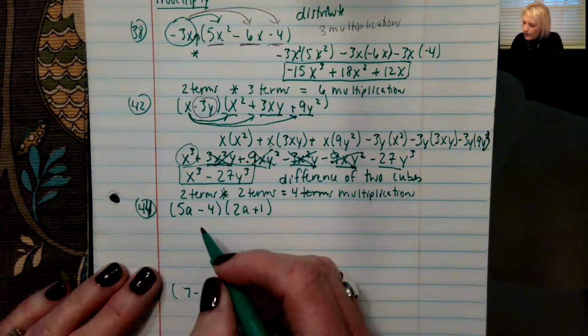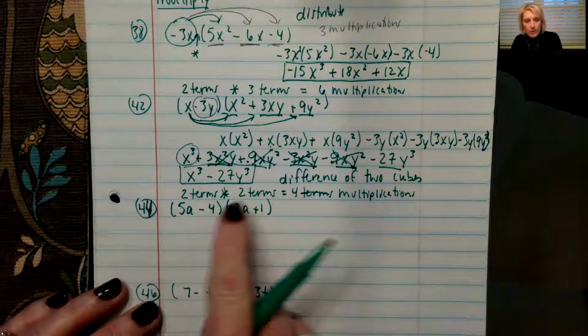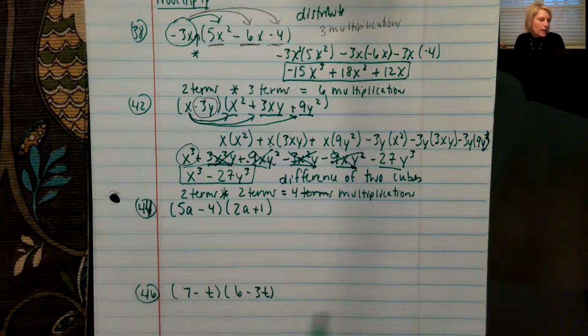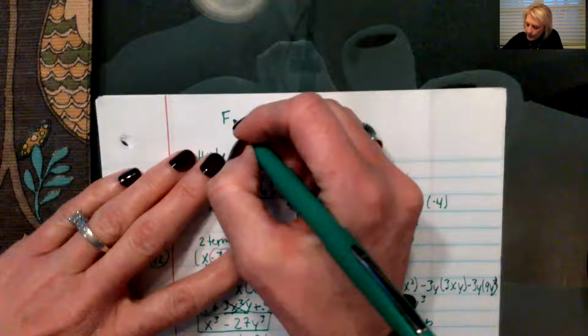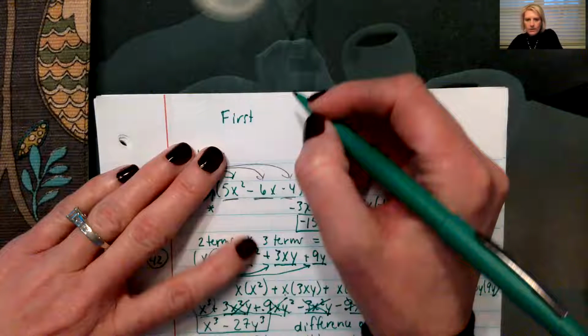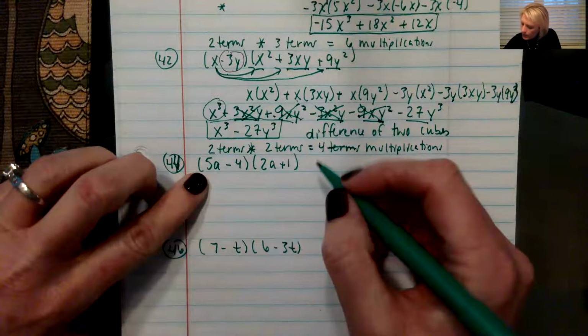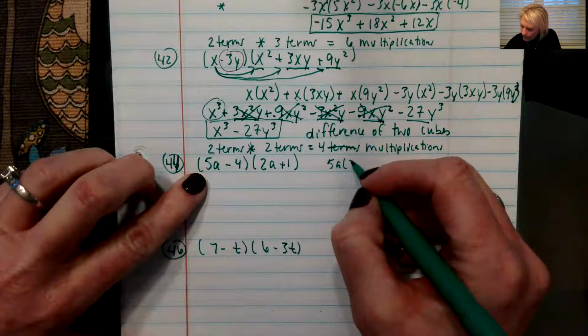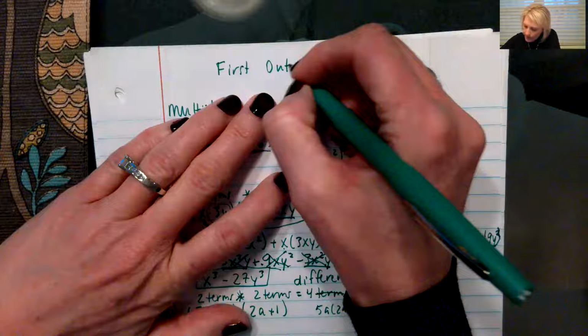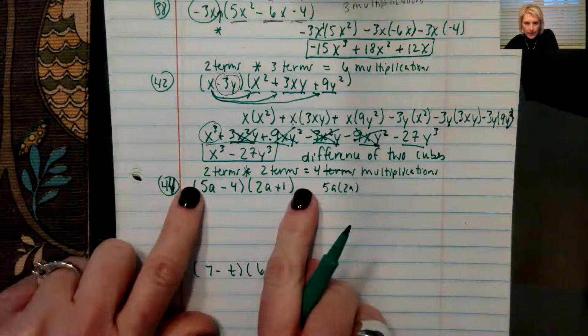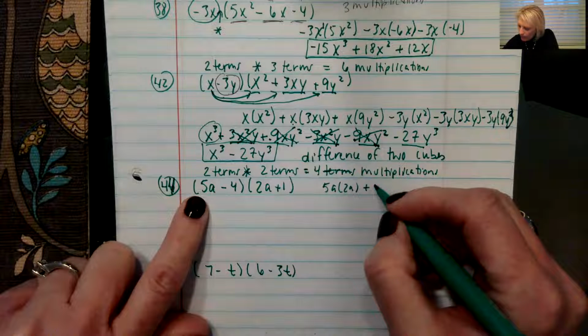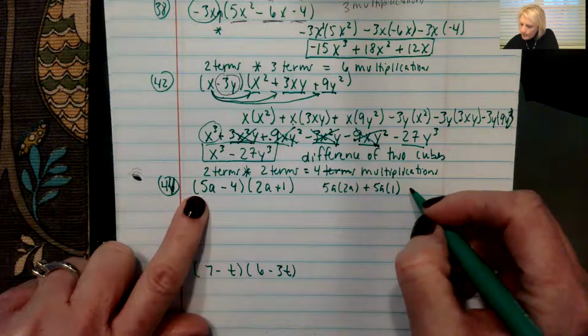So this, when we have 2 terms times 2 terms, we can use our FOIL system. They teach that in the books. FOIL is first, you multiply your first terms. So we're going to multiply 5a and 2a. And then you're going to multiply your outside terms. So this is an outside and this is the outside, they're on the outside. So that would be plus 5a times 1.